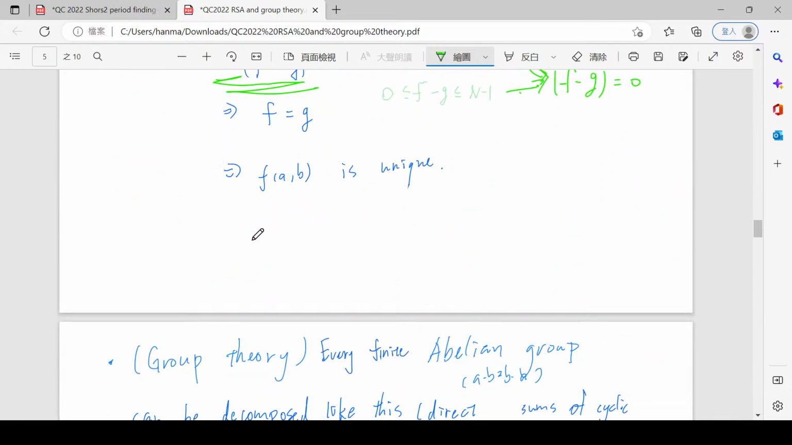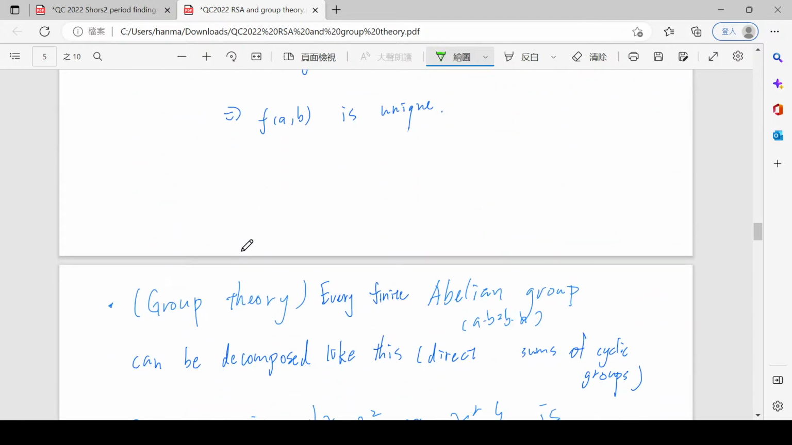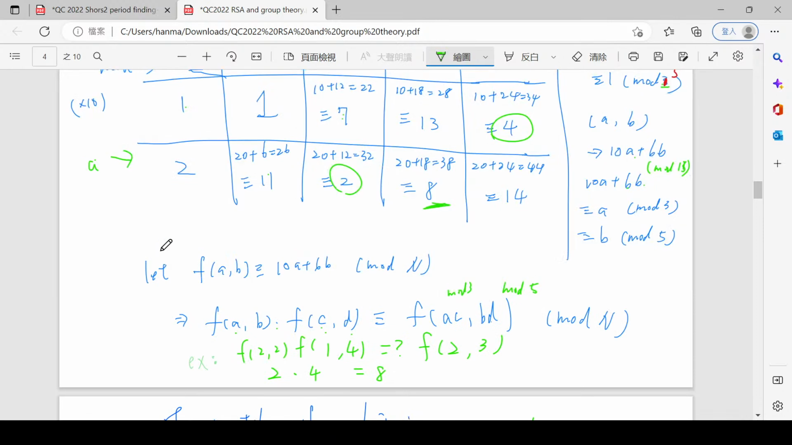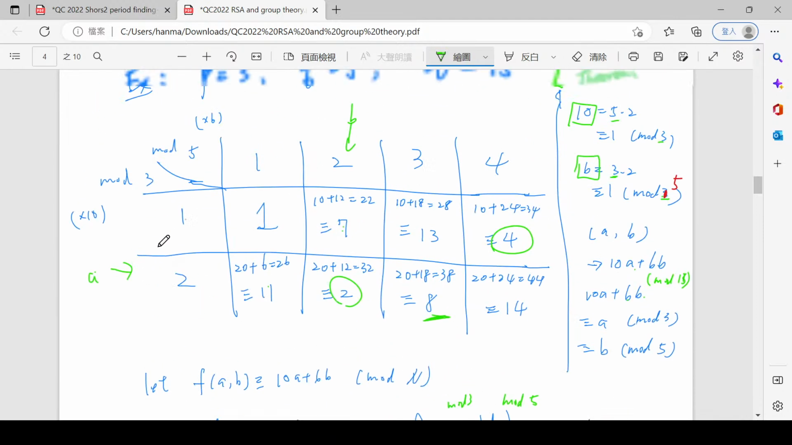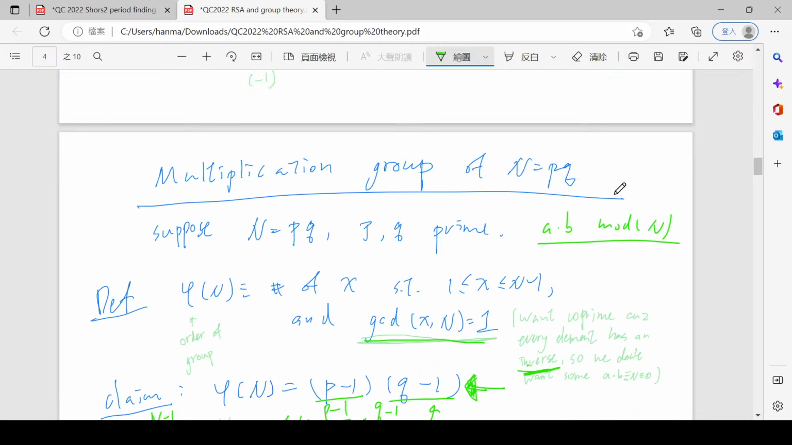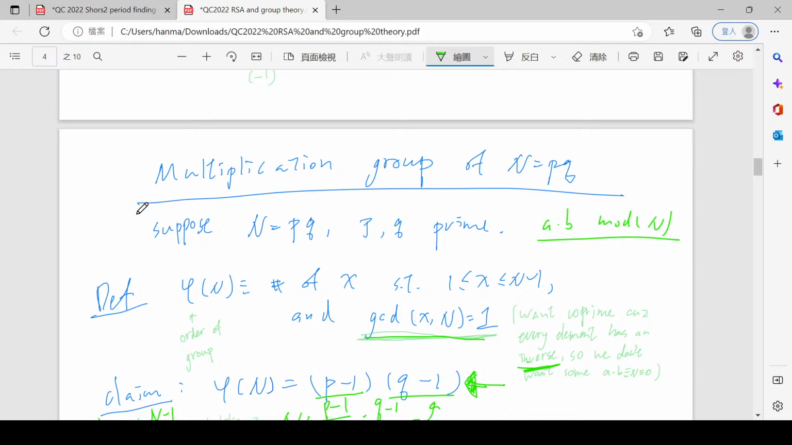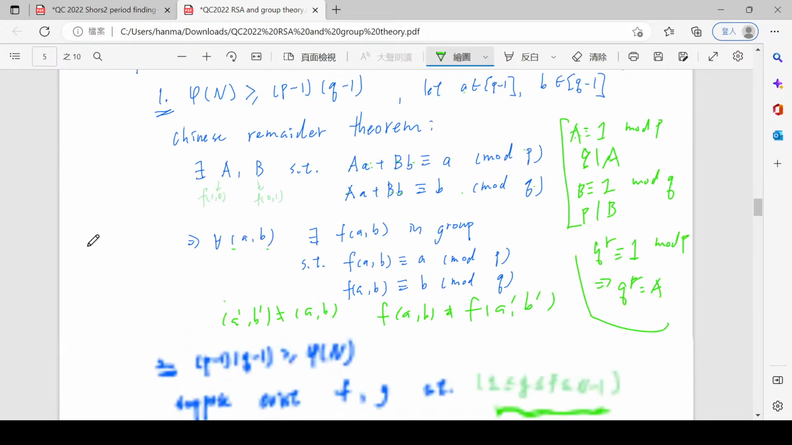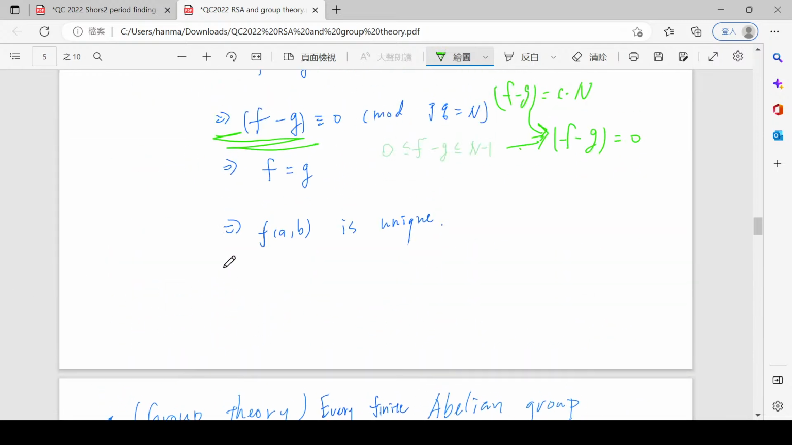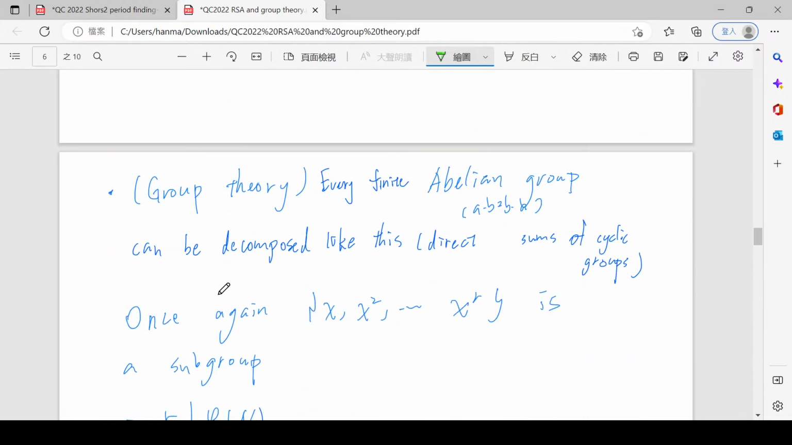Okay? Question? Okay. So this is a little digression. Actually, we don't need this in RSA, but it's nice to learn this structure of the multiplication group of n equal to pq. If not, we now have about 20 minutes. We can maybe finish our essay. Let's see what happens.